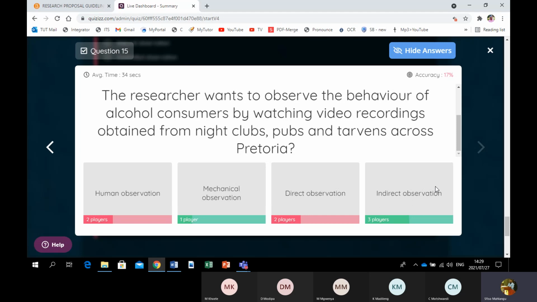But I see there is a high score of indirect observation, which means it does not take place immediately. Direct observation will be taking place immediately if we went there and then we watch it while it happens. So here we're not gonna go there. Remember, we have to collect all these videos. So they're gonna behave, they're gonna party, and then we collect these videos, we watch them maybe the following week or the following month, hence it becomes indirect observation.